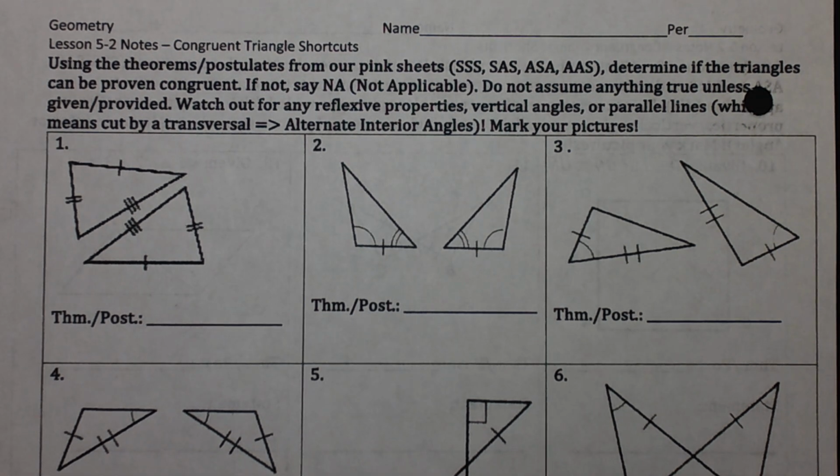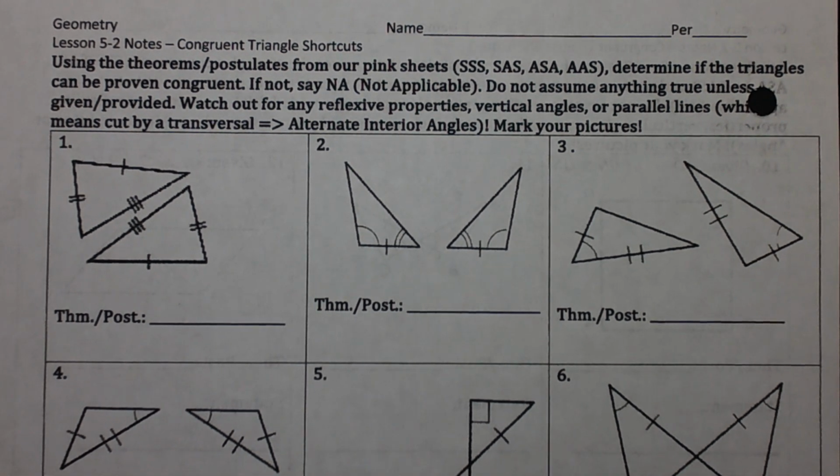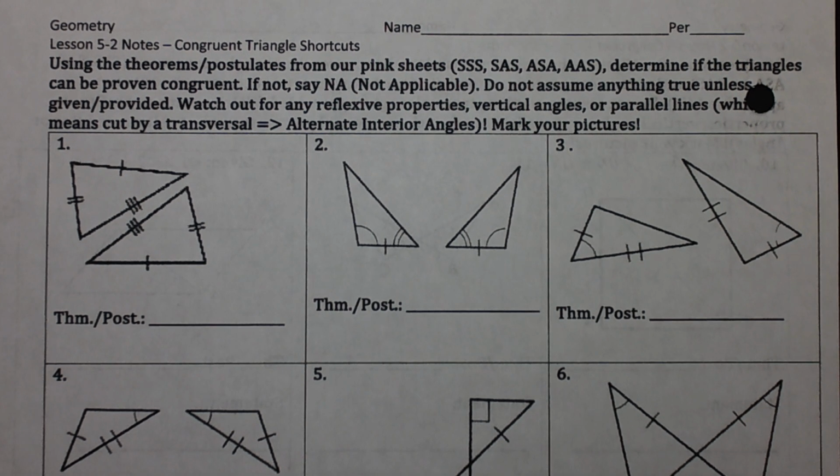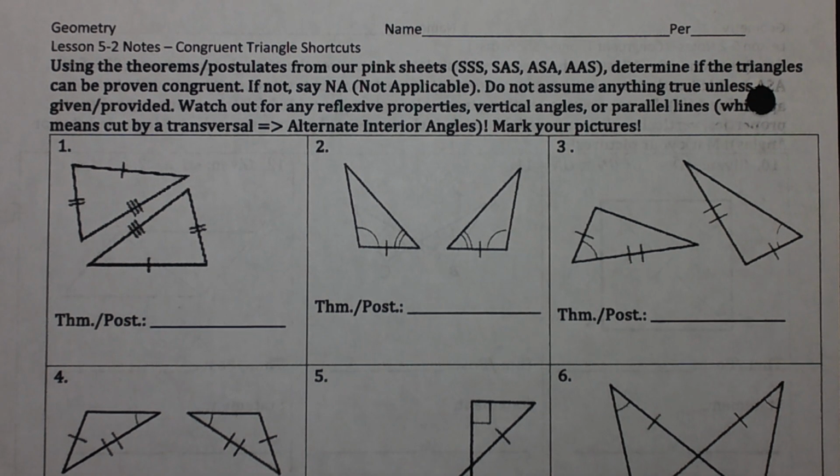Hello, today I'm going to go over the notes for lesson 5-2. So this is where we are trying to prove whether two triangles are congruent to each other. And when we do this, remember in lesson 5-1, when we were told that two triangles are congruent, we could determine then that the three different pairs of sides are congruent and three different pairs of angles are congruent.